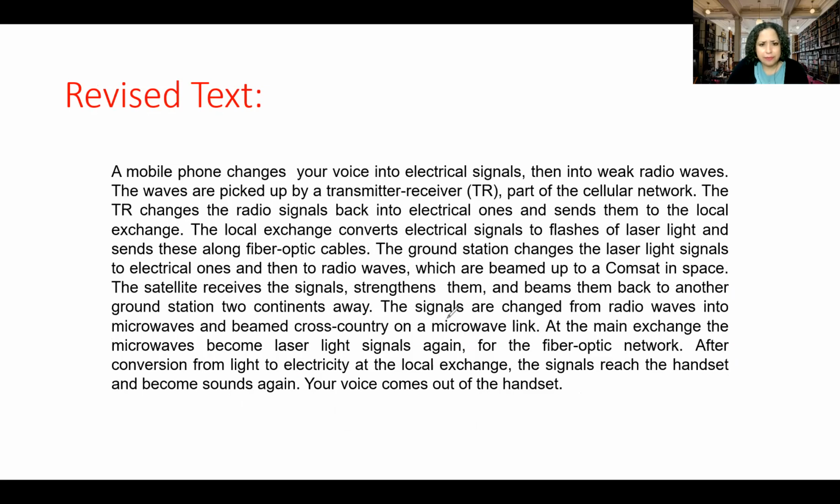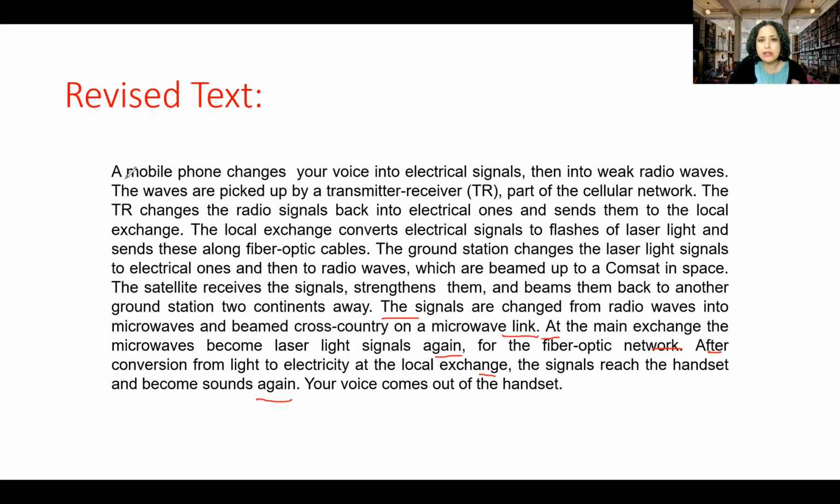Then here, the signals are changed from radio waves into microwaves and beamed cross country on a microwave link. Easy. The signals are changed, they are made microwaves, and that's it. Oh, good. At the main exchange, the microwaves become laser light signals again for the fiber optic network. Good. I understand that. Another sentence, and the final sentence is almost there, but not yet. After conversion from light to electricity at the local exchange, the signals reach the handset and become sounds again. We are getting close to the conclusion sentence.